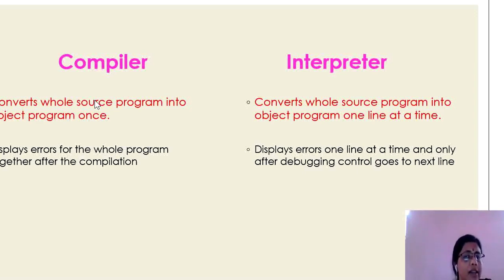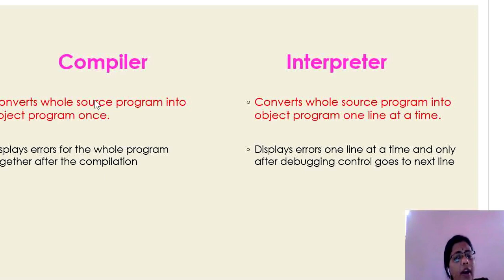Every line is being checked. If there are errors, it stops further conversion, gives you the message, gets it corrected, and only then does it go into the next line. What happened in a compiler? It went in for conversion. Wherever there were errors, they were shown at the last. Okay, line number 2 error, line number 5 error, 8 error. We had to go into line number 2, 5, 8 and then correct the errors. Again put it for conversion. I hope you are getting things.